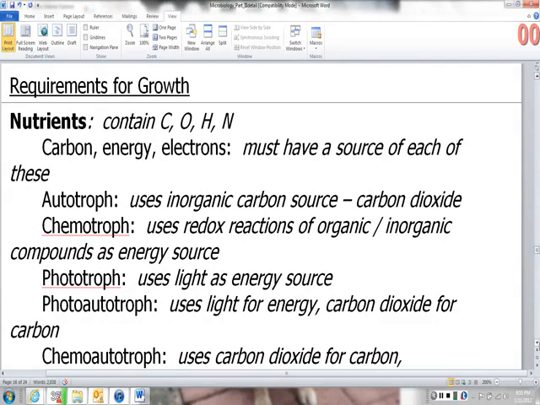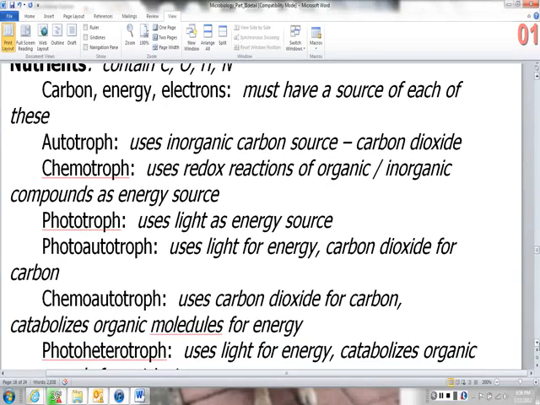An autotroph uses inorganic sources for carbon, such as carbon dioxide. Chemotrophs will use redox reactions of either organic or inorganic compounds as an energy source, where a phototroph will use light as an energy source. When more than one of these categories applies, the terms are combined. For example, a photoautotroph will use light for energy, but carbon dioxide for carbon.